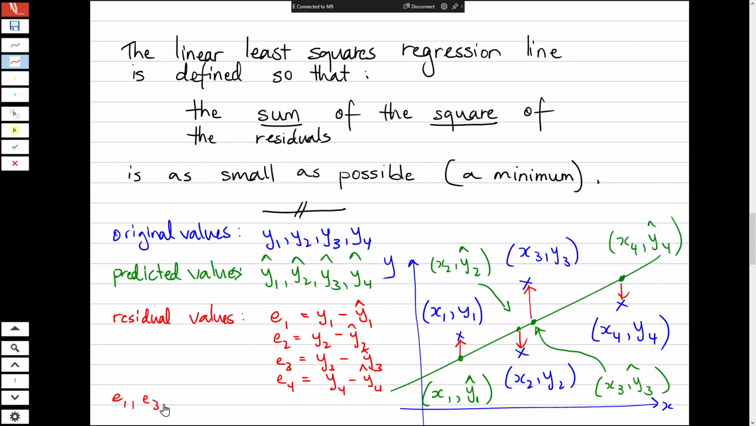E1 and E3 are positive. I won't write this. So from the picture, you should see that sometimes the points are above the line and sometimes the points are below the line. So the residual could be negative if the original value is below the predicted value. Take away a larger value, it's negative. So sometimes my prediction is going to overestimate the data points, and sometimes it's going to underestimate the data points because the line runs through them.